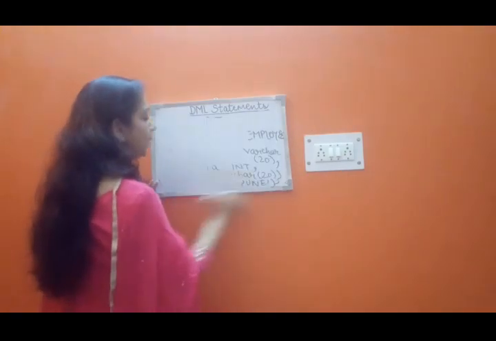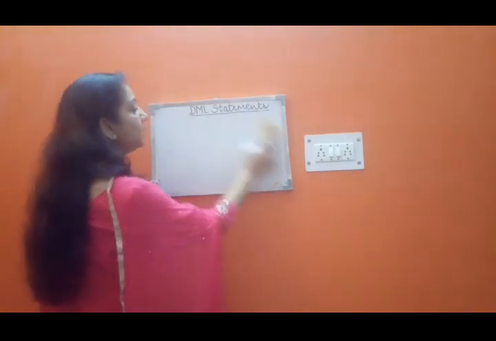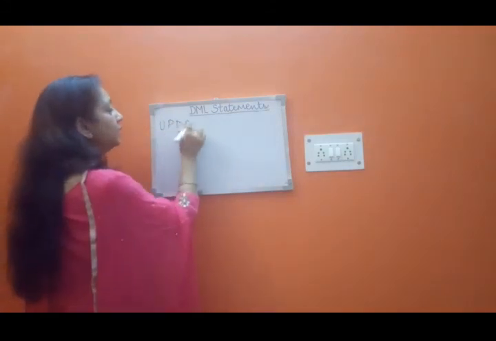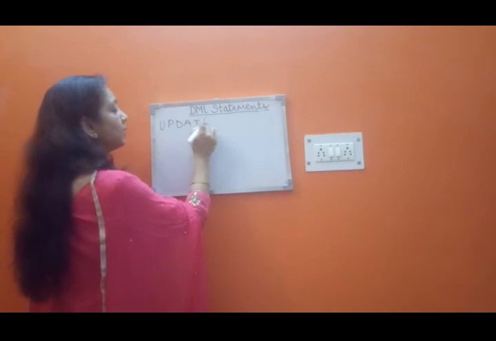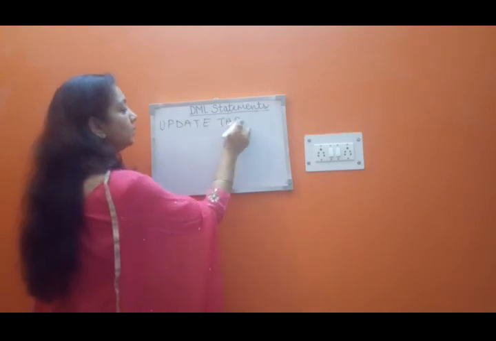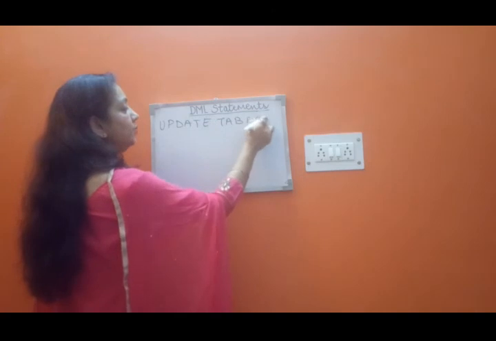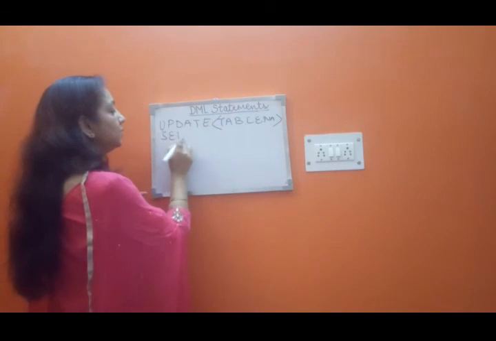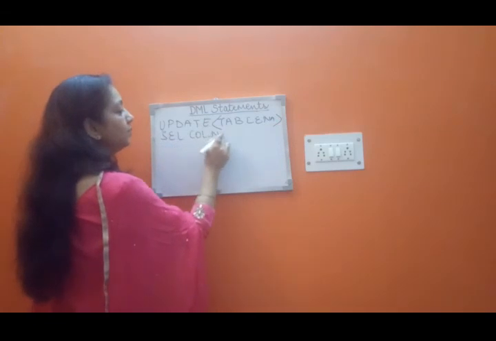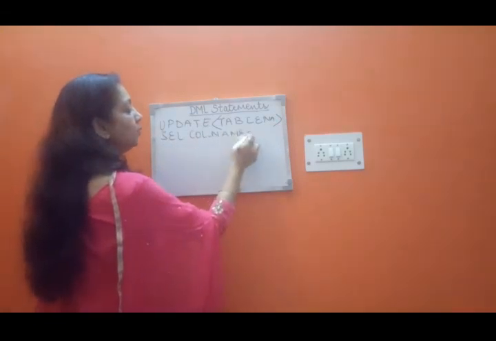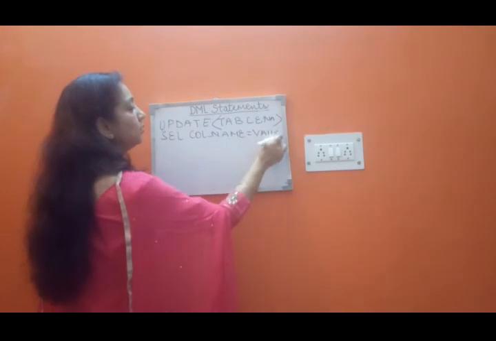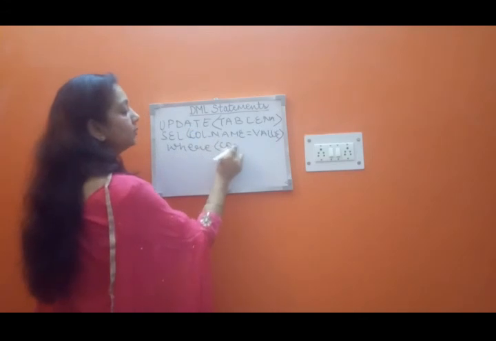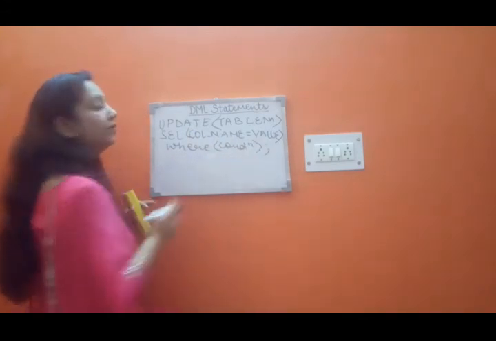Similarly, we have the update and delete commands. Update commands are basically used to make any changes into the existing table. The syntax is update table name you will give. Update table name, set column name equals to value where condition. So this is how I will use the update command.